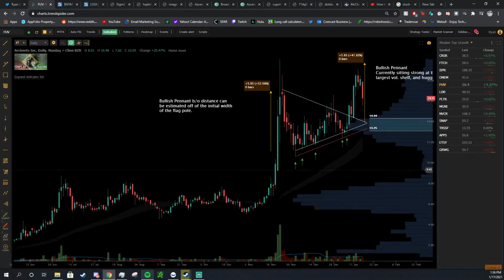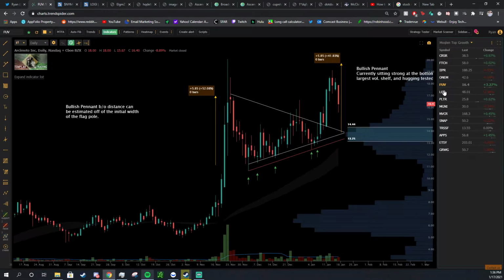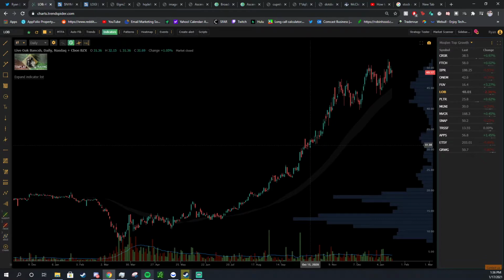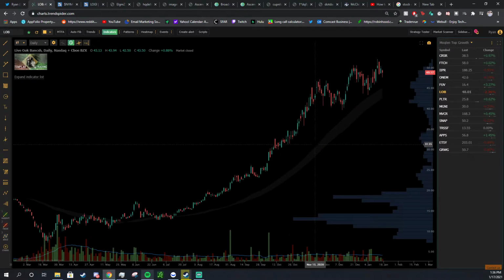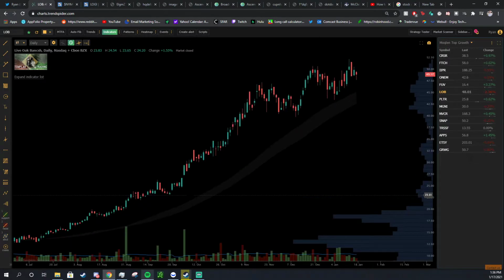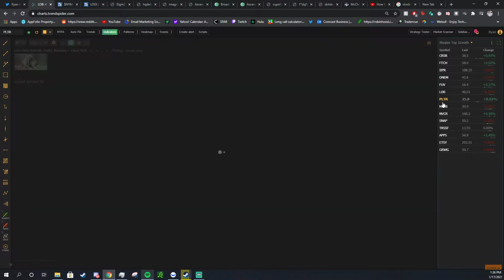FUV, this is another one that I think I did a trade idea for. Oh, we already went over this one. I'm not going to do this again. LOB. This is Live Oak Bancshares. No idea what this stock is. I do love that it's respecting the 50 and 65 MA, and we've tested that two to three times in the last couple weeks. That's pretty good. Nothing much else to say here.